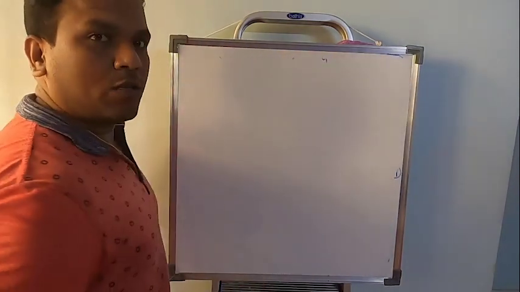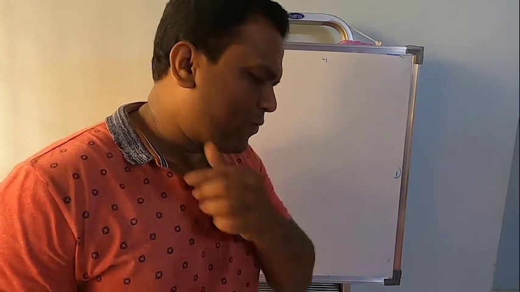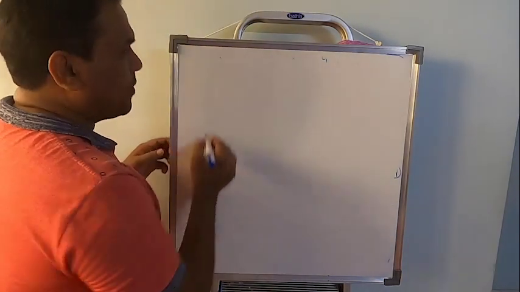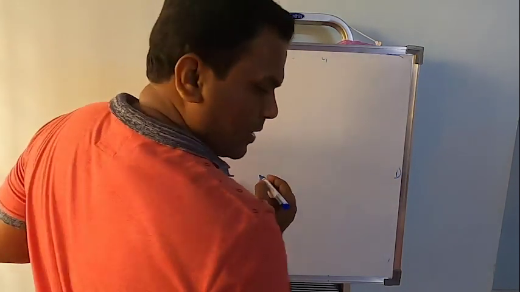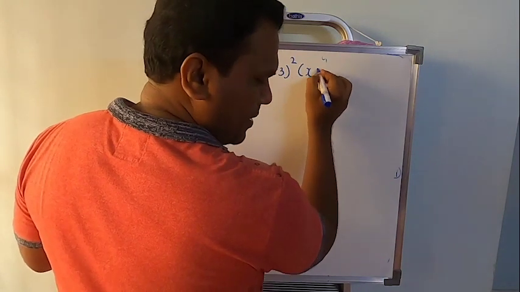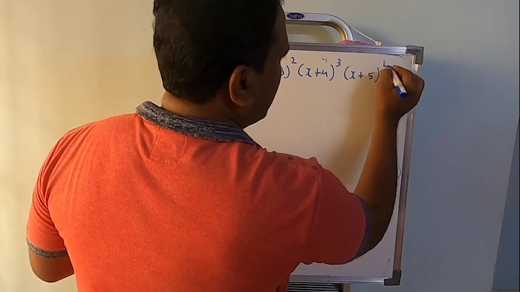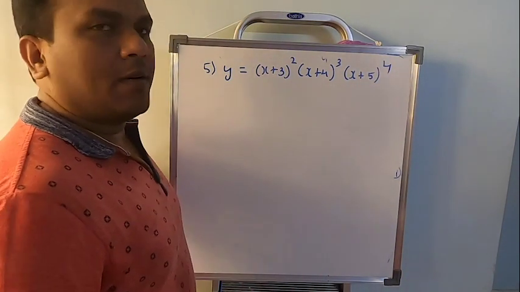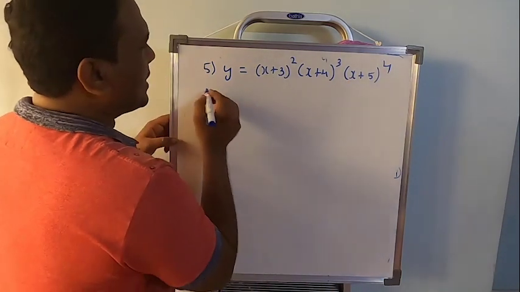So we're done with all the 4 worked examples, and in the exercise, problems 1, 2, 3, 4 are over, and now let's go to problem number 5. Problem number 5 is y is equal to x plus 3 the whole square multiplied by x plus 4 the whole cube multiplied by x plus 5 whole to the power 4. Now how to solve it? If I apply log, there will be a product of 3. I will start with that.